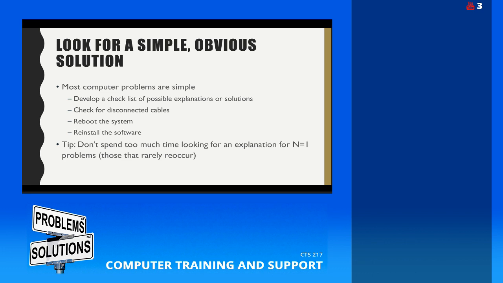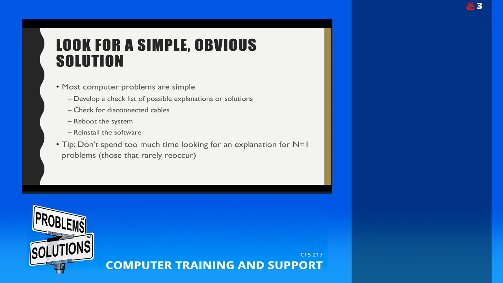What we don't want to do is spend too much time looking for an explanation for problems that rarely occur. Every now and again, you'll encounter a problem that'll just be like a glitch, and you can't replicate it, and you can't really figure it out. You can't find a simple, obvious solution for it, and it just happened one time. N equals 1. It happened once. So if we spend a lot of time trying to figure out what happened with this problem that happened one time, it could have been a problem that might bring up a bigger issue down the road.